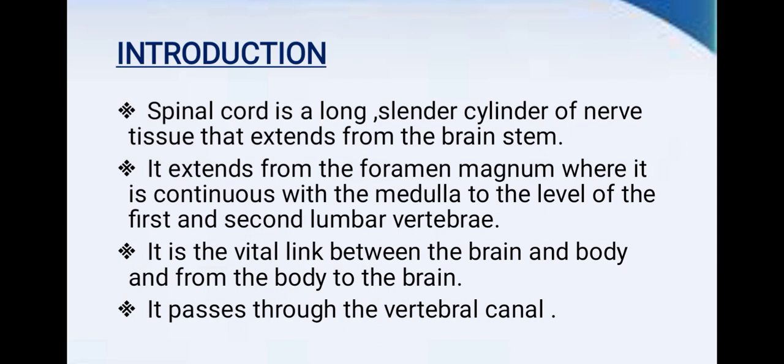Spinal cord structure. The spinal cord is a long, slender cylinder of nerve tissue that extends from the brainstem. It extends from the foramen magnum, where it is continuous with the medulla, to the level of the first and second lumbar vertebrae. It is the vital link between the brain and body, and from the body to the brain. It passes through the vertebral canal.